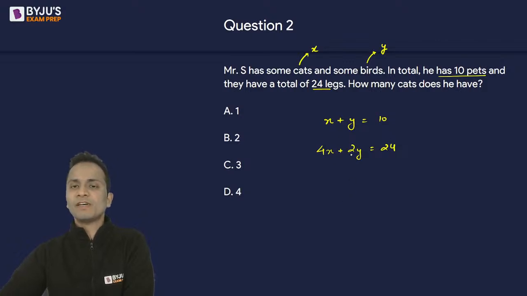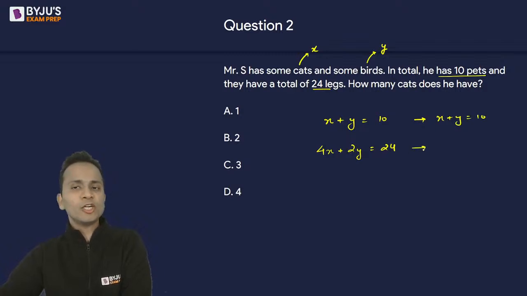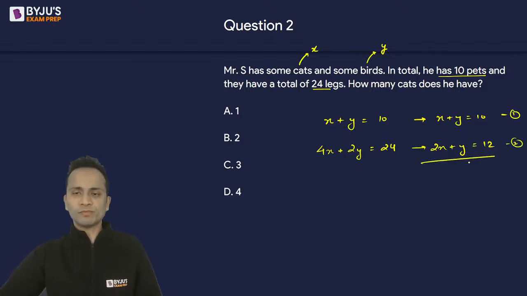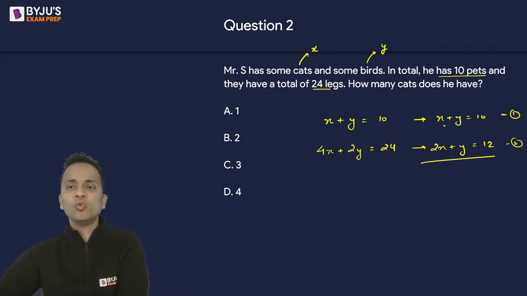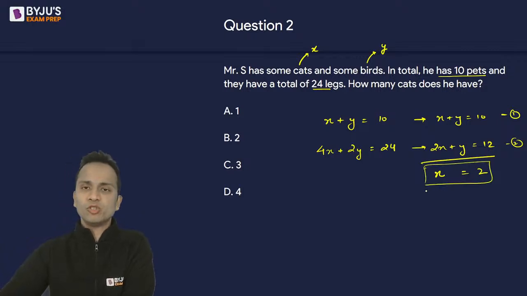Now the first equation is x plus y equal to 10, I'll write it as it is. And from the second equation, I can take 2 common from both sides. It will become 2x plus y is equal to 12. Now what I'll do is subtract the first equation from the second equation. So 2x minus x will be x, y minus y will get cancelled out, and 12 minus 10 is 2. So the value of x comes out to be 2.